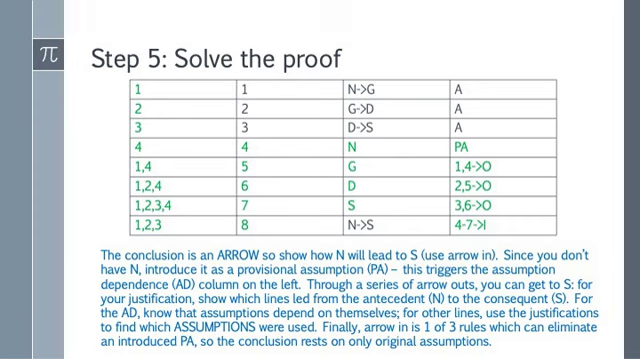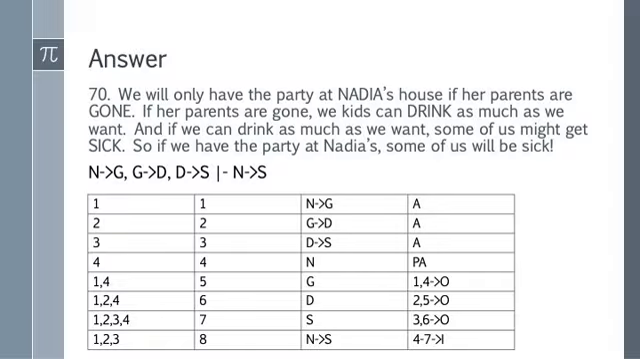That is the point of the AD column, to make sure that your answer at the end rests on original assumptions. Remember, PA is a provisional assumption, meaning it is temporary. You cannot keep it. You can't just introduce it and leave it there. So by the end, you have to get rid of it. And in this case, arrow in will get rid of the PA. Here's the final answer of the entire sequent and the entire proof given.